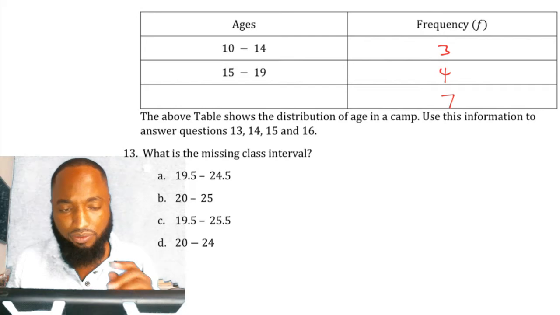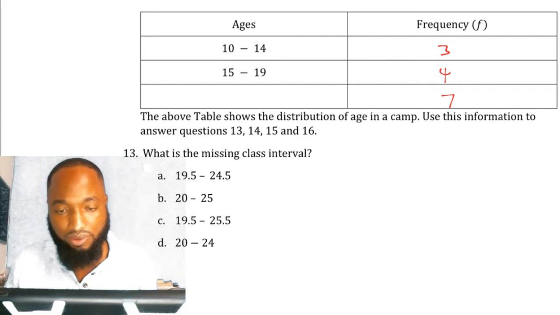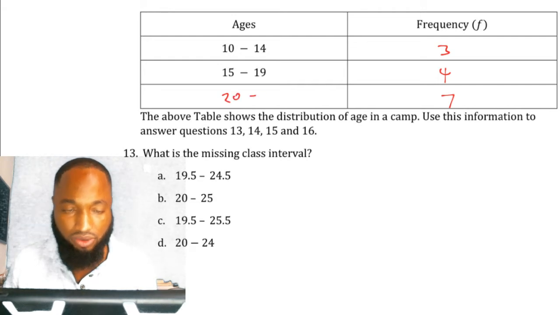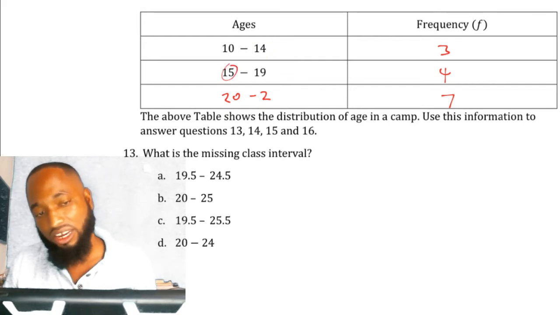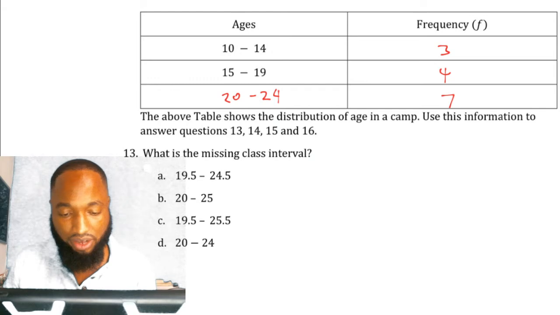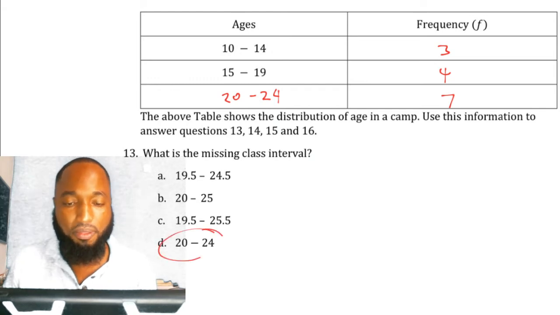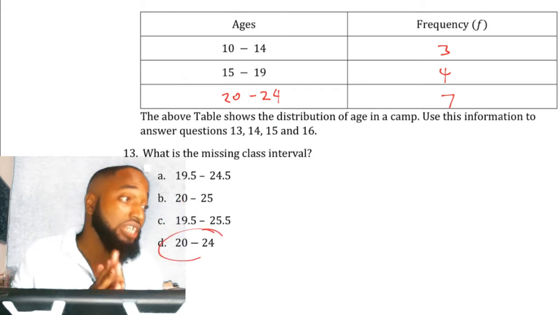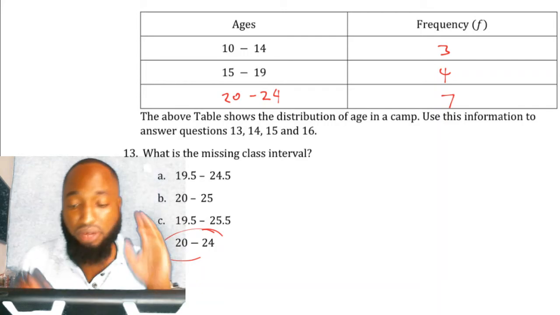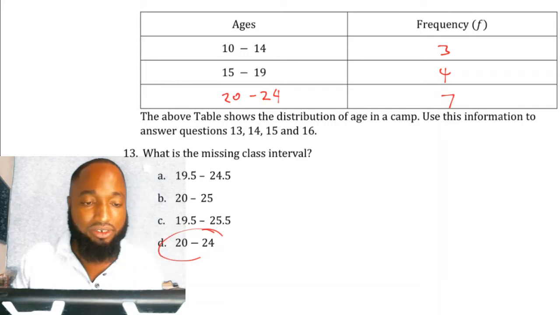What is the missing interval? The missing interval, 20 to 25, right? Is it? No, not to 25. You're going one less than the 25, so 20 to 24. D. So that's the missing interval. Easy thing, but don't get mixed up with anything there, right?